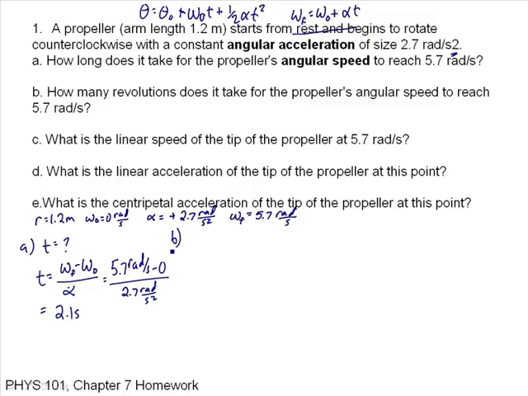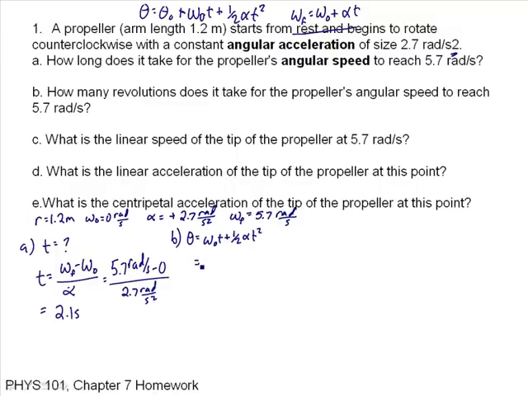And in part B, how many revolutions, that is, I want to know what theta is, does it take for the propeller's angular speed to reach 5.7 radians per second. So now I know the time required to reach that speed. I want to know the angular displacement. I'll first have to calculate it in radians, and then convert that into revolutions. So theta is equal to omega naught t plus 1/2 alpha t squared. That's taking my initial position to be 0, as is usually the case.